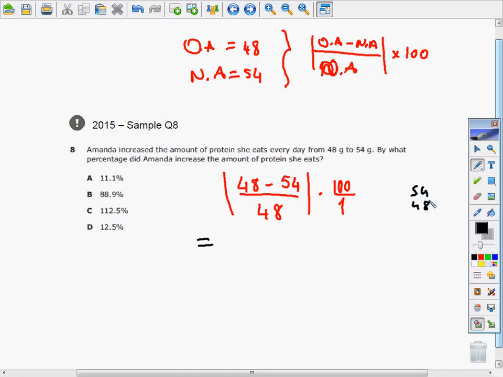54 minus 48 will give you 6. Since it's in the absolute value sign, we're going to carry it as a positive number, no matter that 54 has a negative sign. So the bottom part is the same, 48, and we have to multiply by 100 over 1. As simple as we have to think about it. 6 goes into 48 8 times, and we end up with 100 over 8.